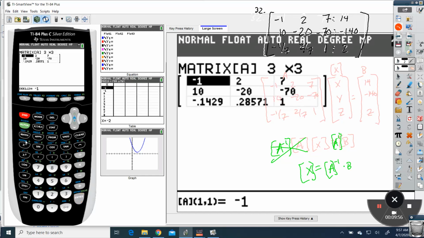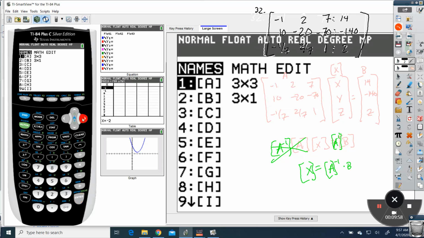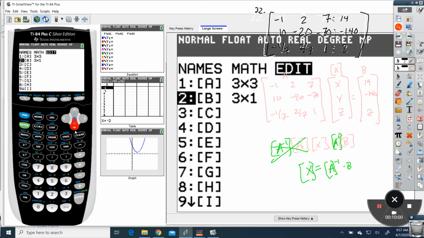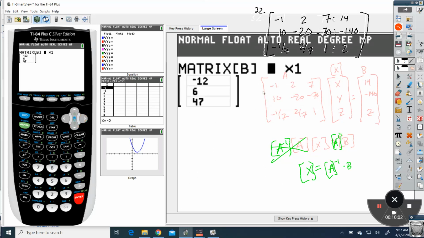Now I go second matrix, edit, and I'm going to go down to B. So I'm going to edit B. It's a 3 by 1, 3 rows by 1 column. So matrices always go rows by columns when we define them. Okay, so 3 rows, 1 column.